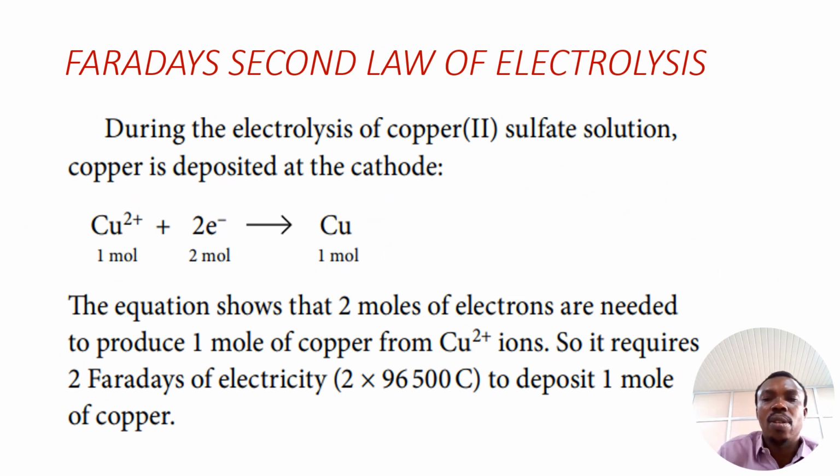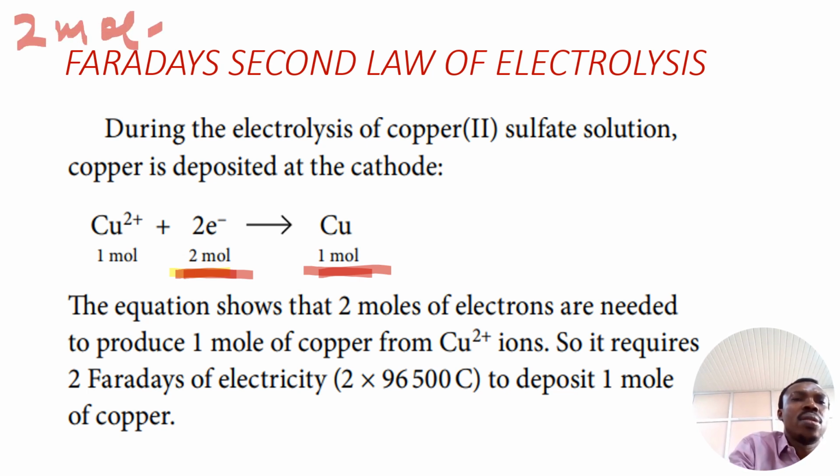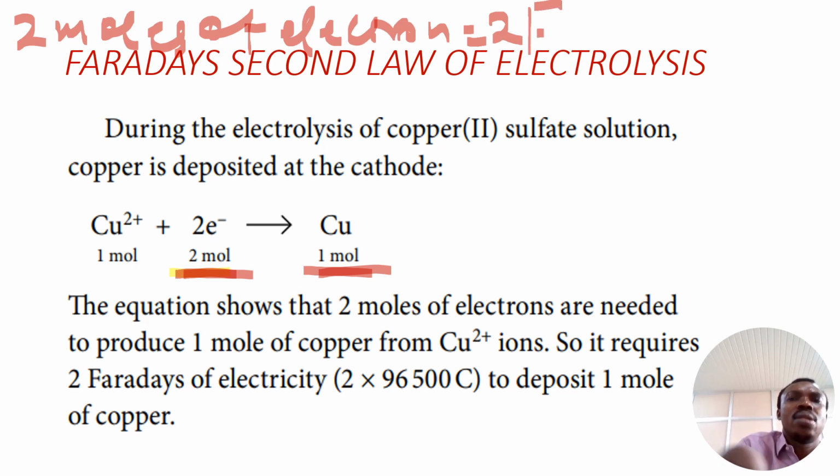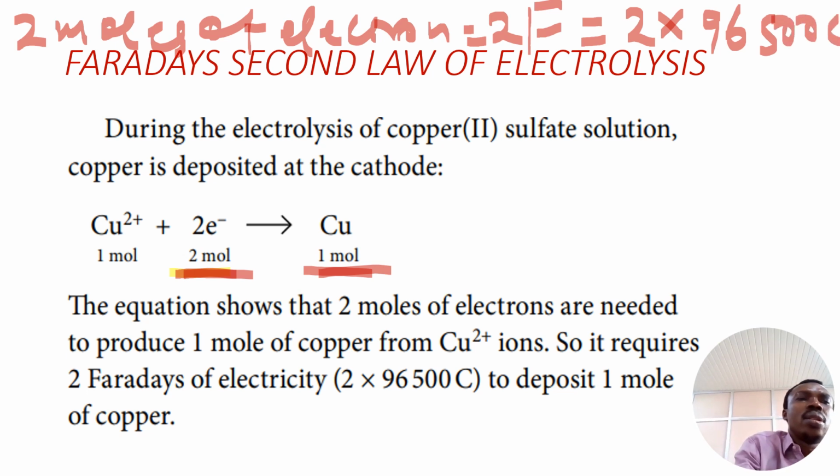Still on Faraday's second law of electrolysis, this is another example. During the electrolysis of copper(II) sulfate solution, copper is deposited at the cathode. So you discover that 2 moles of electron is required to deposit 1 mole of copper. That means 2 moles of electron will be equal to what? 2 Faradays, which is equal to 2 times 96,500 coulomb.